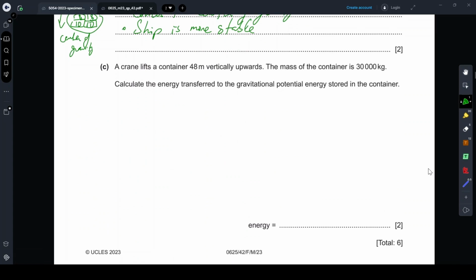Okay, a crane lifts a container 48 meters vertically upwards. The mass of the container is 30,000 kilograms. Calculate the energy transferred to the gravitational potential energy stored in the container.